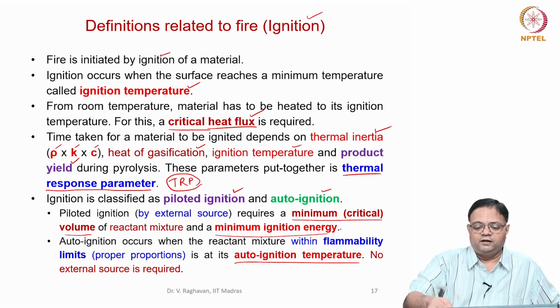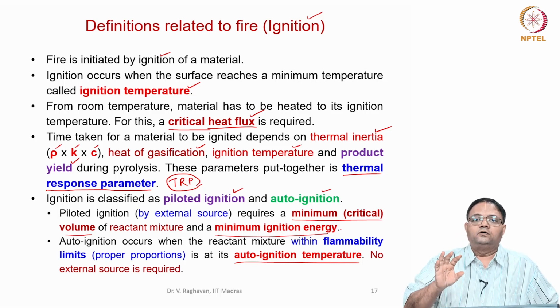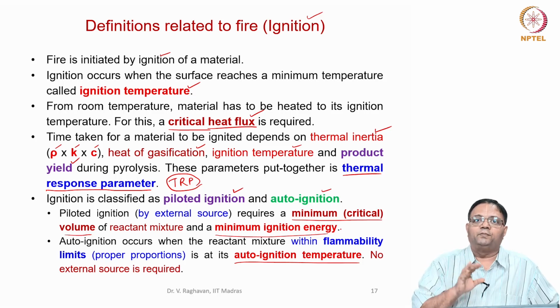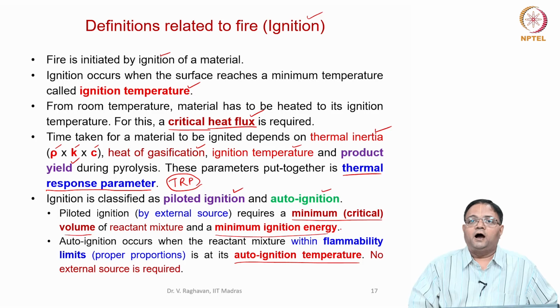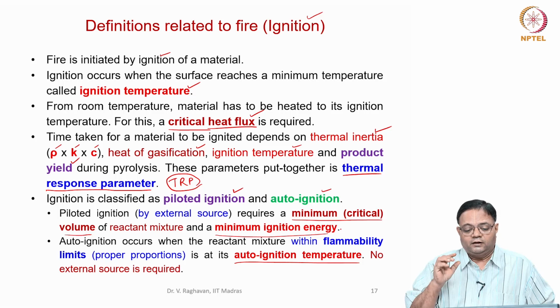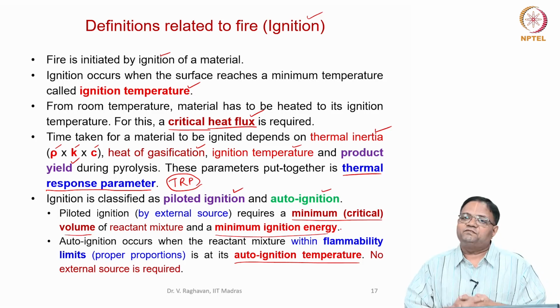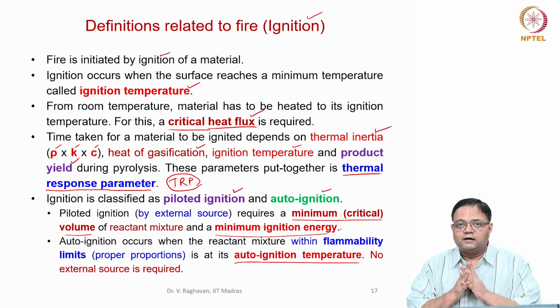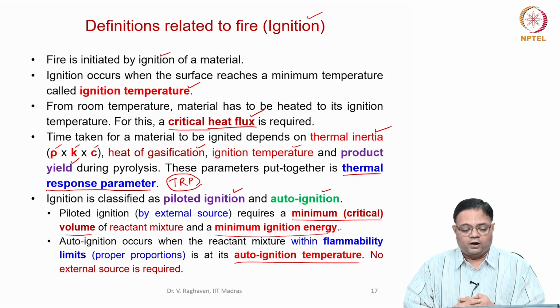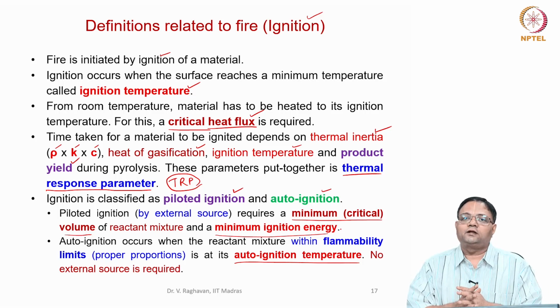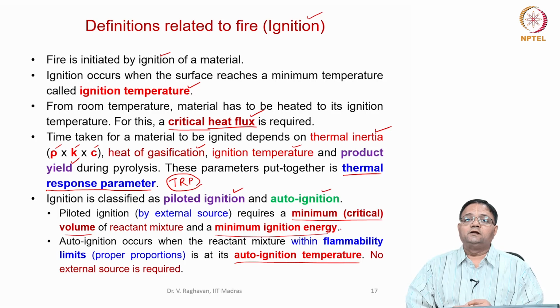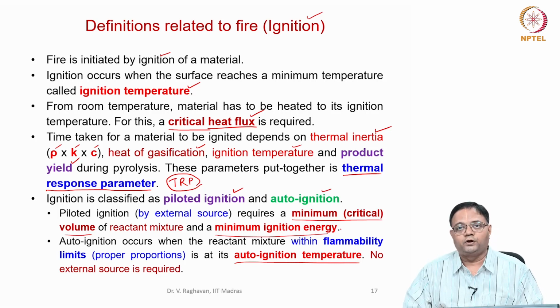So, let us see this. Fire is initiated by ignition. For ignition to occur, a minimum temperature called ignition temperature should be reached, and to attain this temperature, there should be a critical heat flux, and the ignition delay is characterized by several properties, including thermal inertia, heat of gasification, then ignition temperature, and the product pyrolysis yield. Together, this is called thermal response parameter. And ignition is classified as piloted ignition or auto ignition.